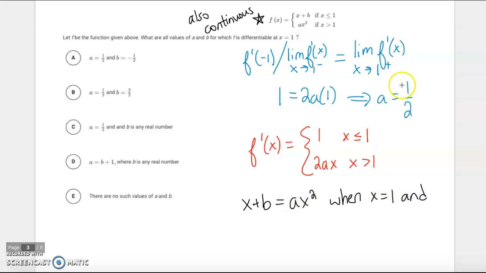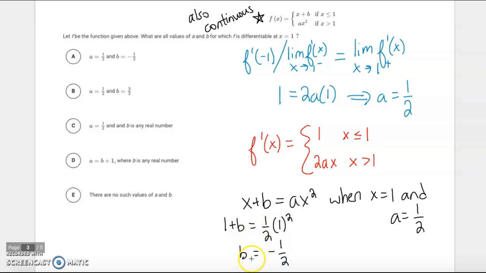And I know a because I solved a using the differentiable piece. So a equals 1/2. So I'll plug in all this information, and then that should just leave me b to solve for. So 1 plus b equals 1/2, 1 squared. So I'll get b equals negative 1/2, right? 1/2 minus 1. Beautiful.